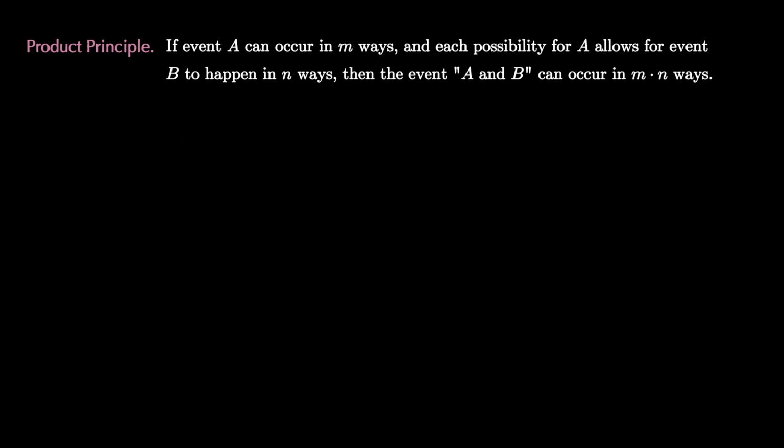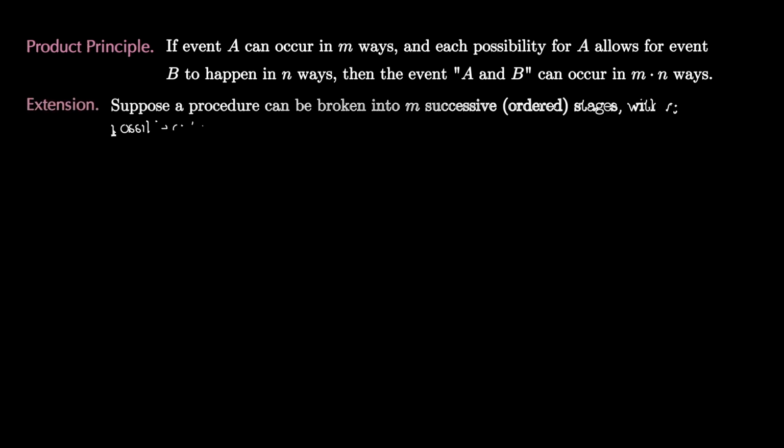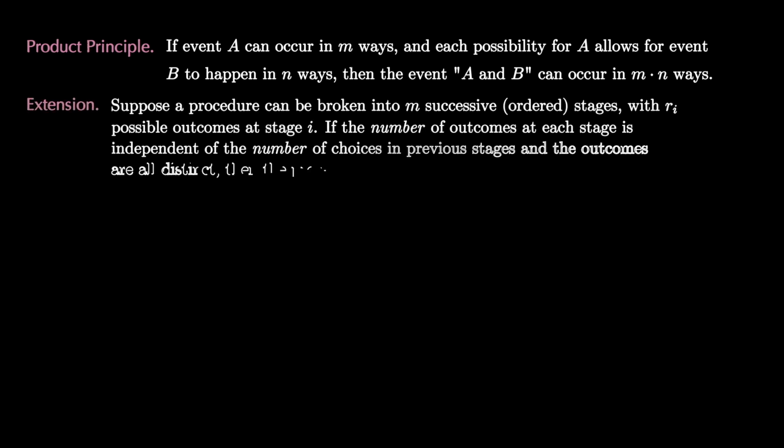The product principle can be extended to multiple sets. So suppose a procedure can be broken into m successive ordered stages with Ri possible outcomes at stage i. If the number of outcomes at each stage is independent of the number of choices in previous stages, and the outcomes are all distinct, then the procedure has the product R1 times R2 up to Rm different outcomes.